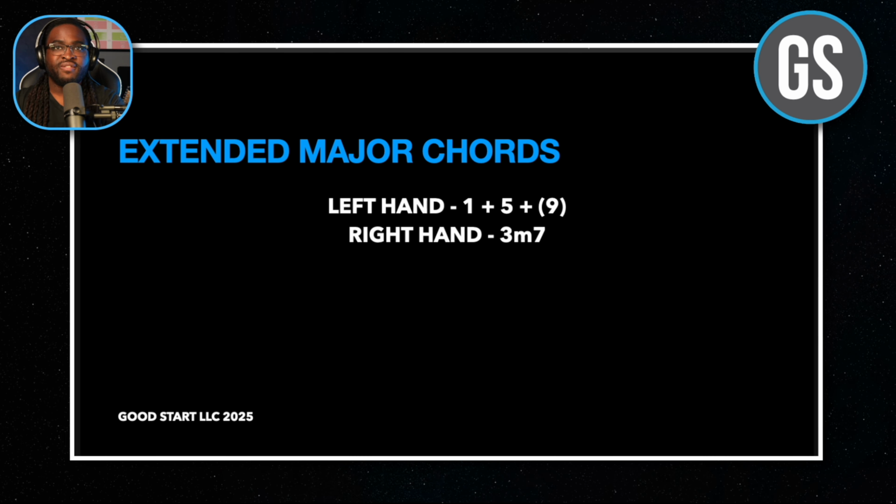All right, so left hand, we're going to play the root, the 1, and the 5th degree. Optionally, if you want, you can add the 9th. And then our right hand will play the 3 minor 7. So let's talk about what this looks like in practice.